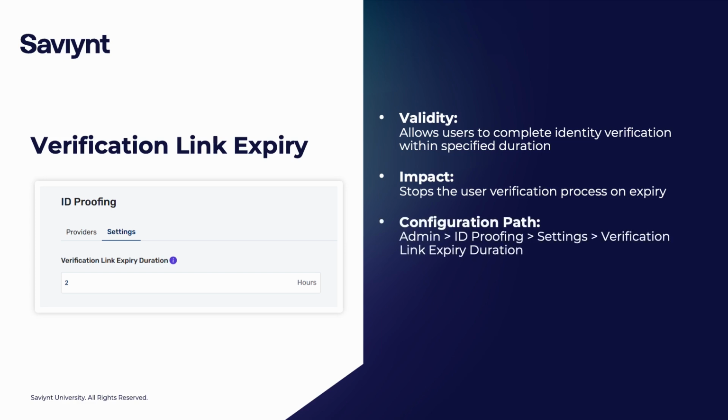To configure this, navigate to Admin, ID Proofing, Settings, Verification Link Expiry Duration. The expiry duration is set in hours. Example 2 hours.